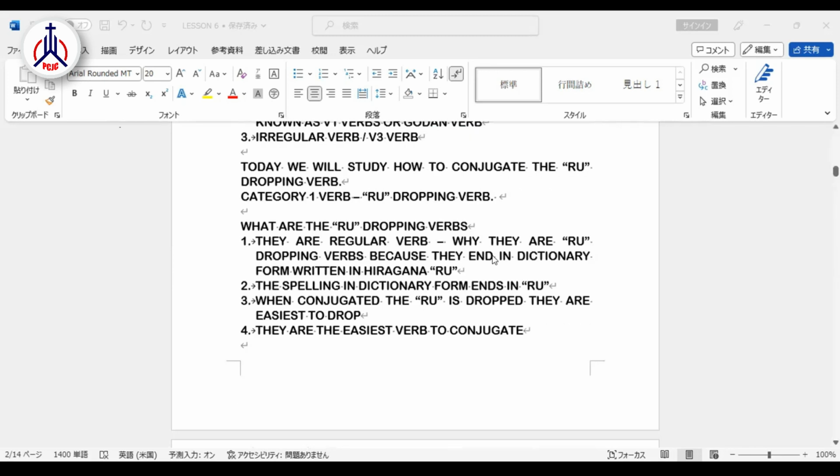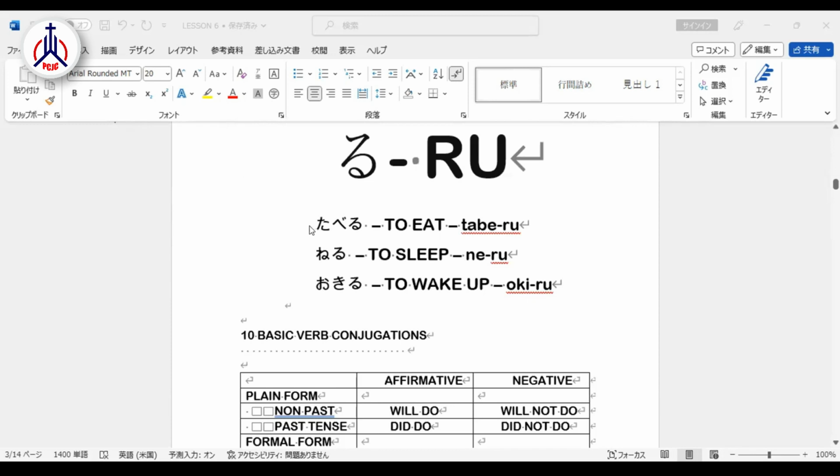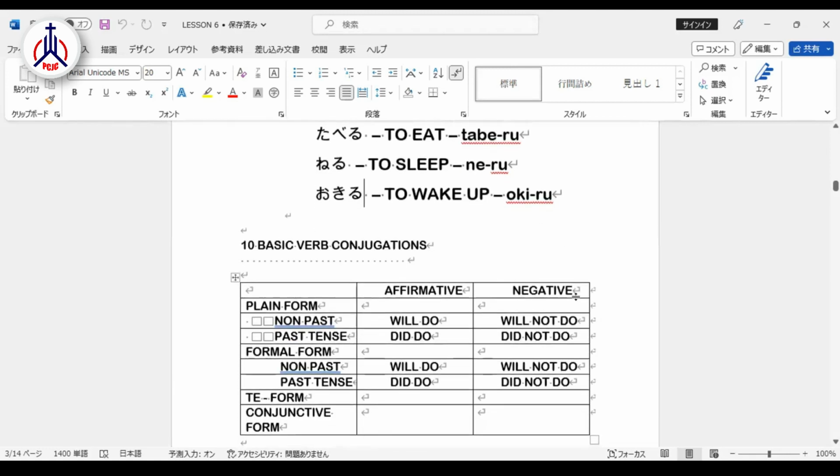I hope that you already understand how to conjugate the root dropping verbs. This is the root, and then I give you the dictionary form. This is the hiragana. Taberu means to eat, and it ends in ru, right? And then neru means to sleep, also ending in ru. And then okiru means to wake up, ending also in ru.